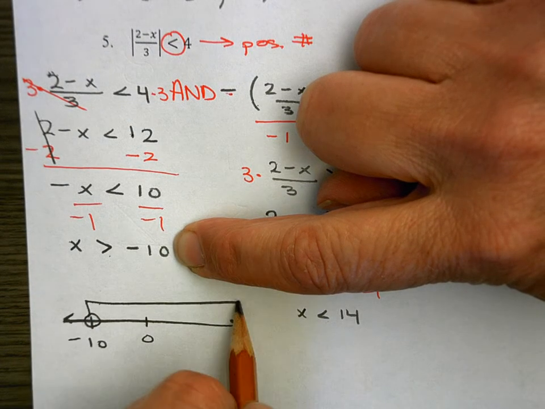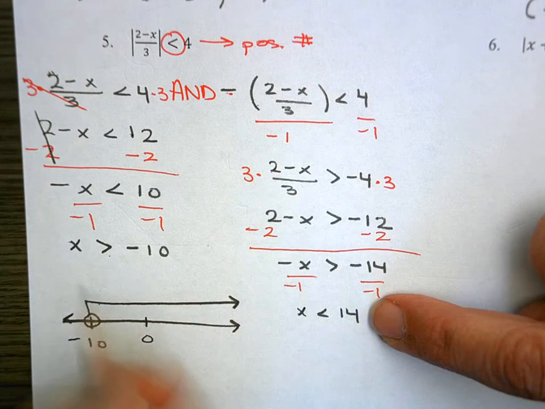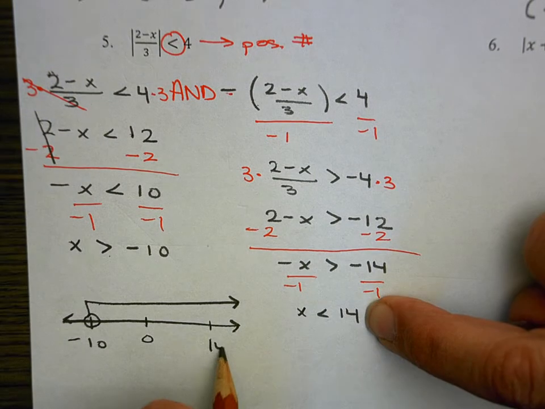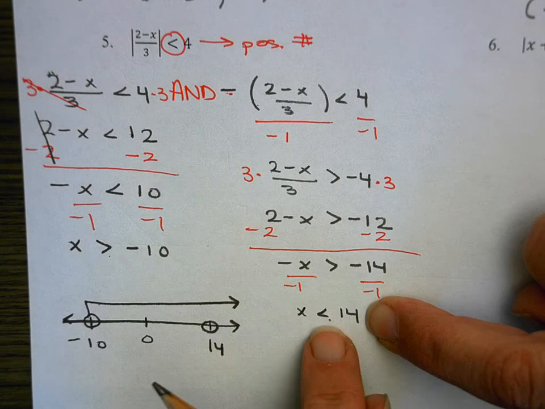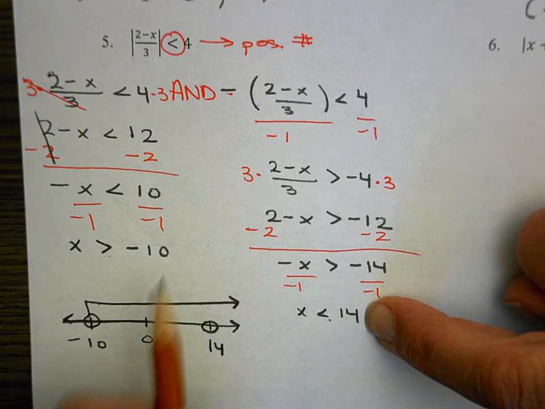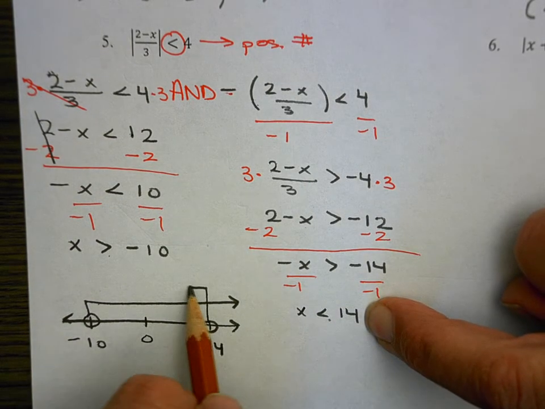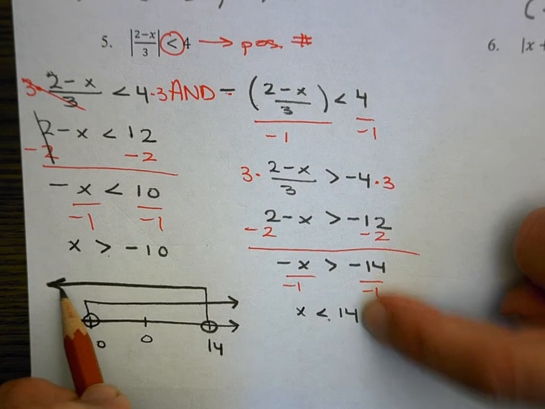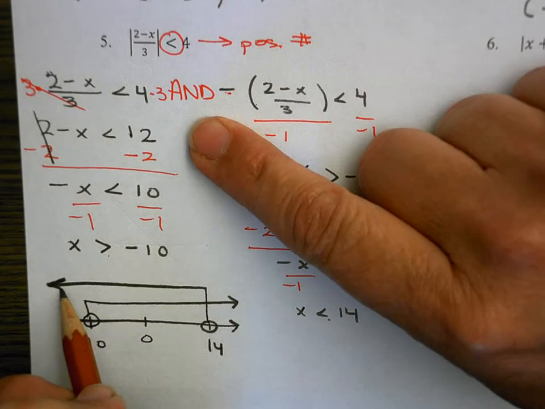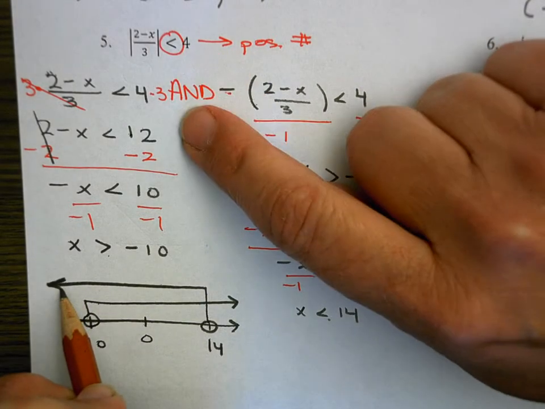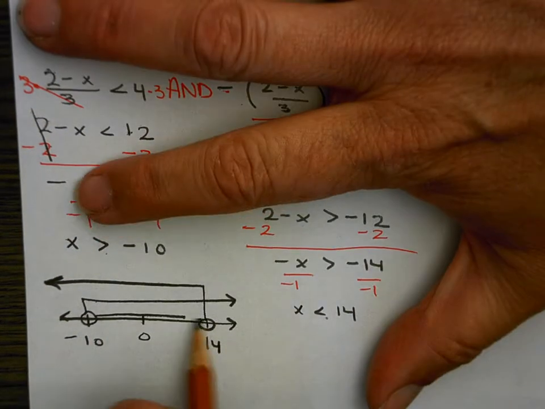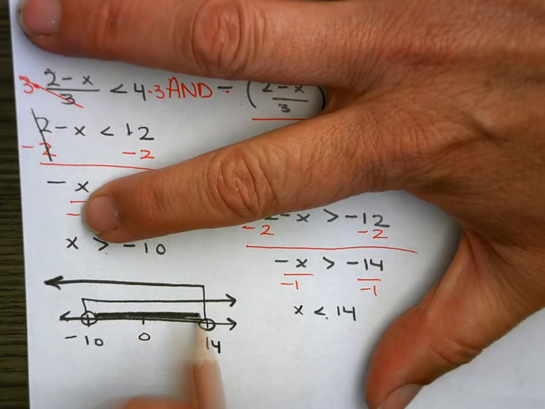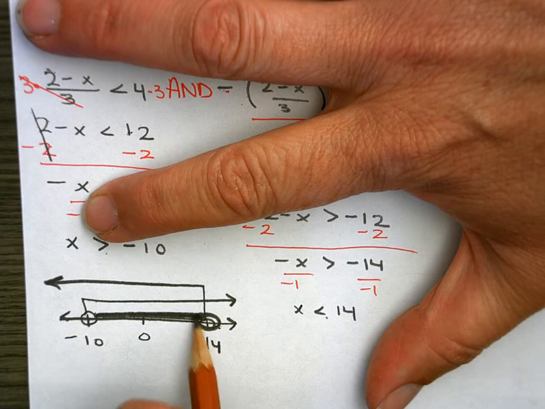And then I'm going to mark 14. Open dot because it's not underlined. Less than, so that's a less than symbol, so I want to go to the left. And there should be overlapping, right, because it's an "and" statement. And I knew that because it was less than. So where does it overlap? It overlaps right here. So this is the section I'm going to shade. And so that's part 1 of my answer.